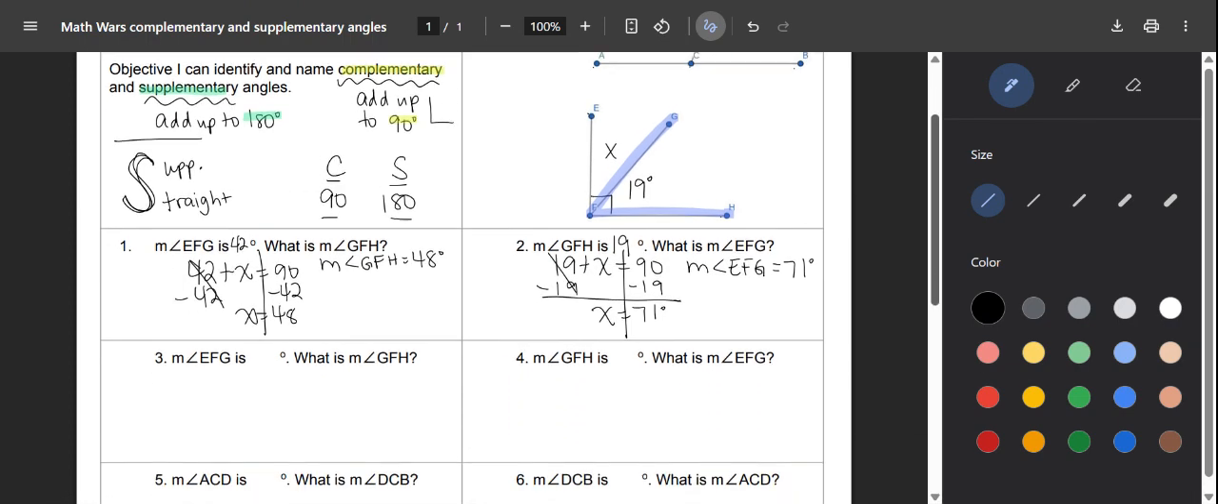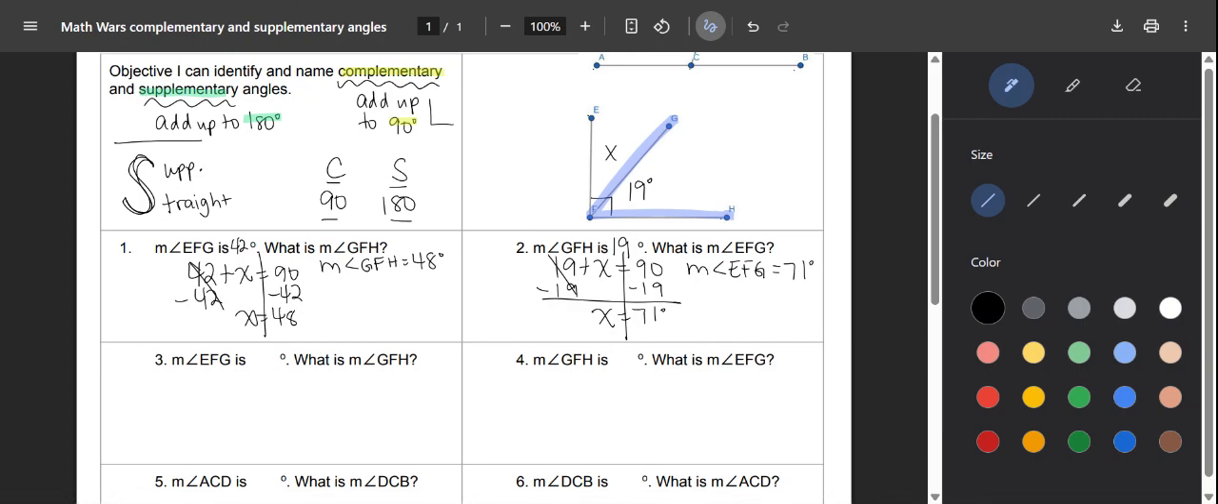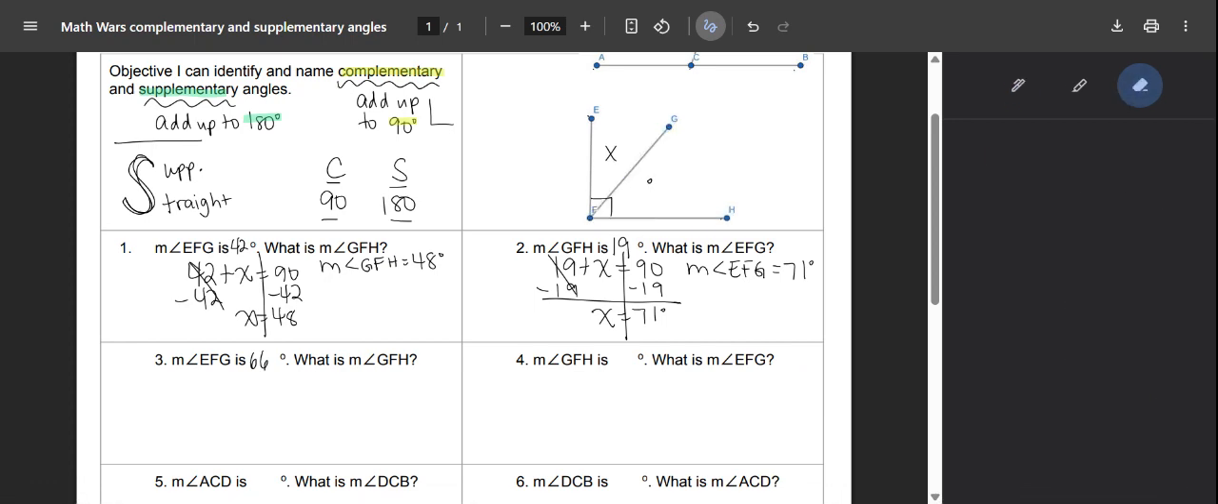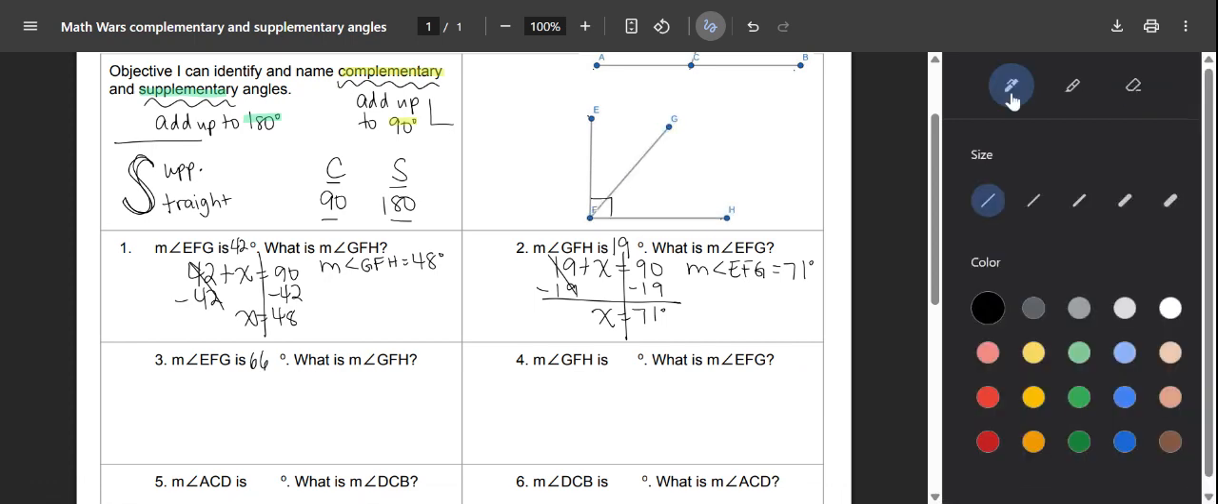Okay. Number 3 says the measure of angle EFG is 66 degrees. So we're going to go back to our diagram here and make some changes. And that was EFG, so that's here, 66 degrees. So you can set up your equation, solve it. I'd like you to pause while you work that out and then come back when you are ready to check your answer. You can see here that the measure of angle GFH is 24 degrees. If you would like to see how I did that, the equation is set up there for you.